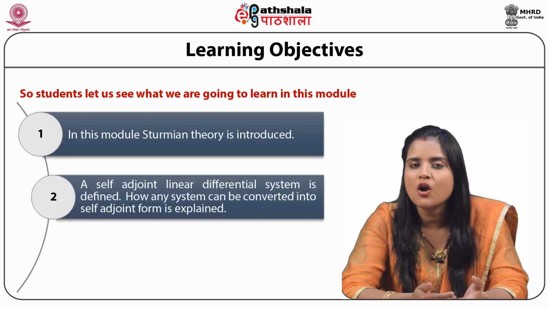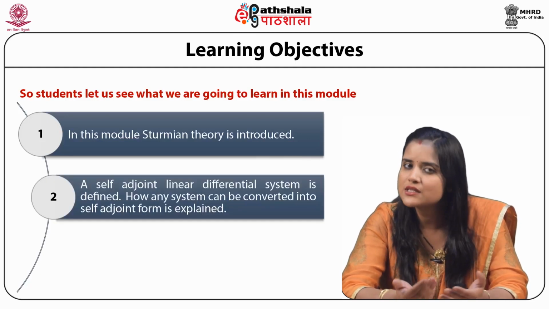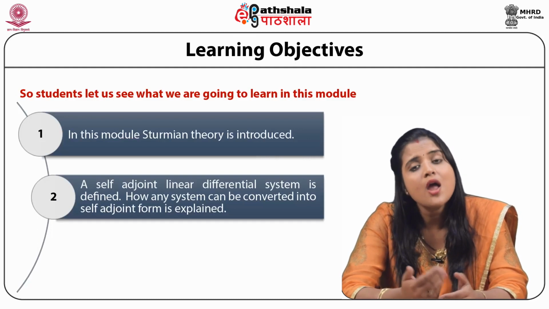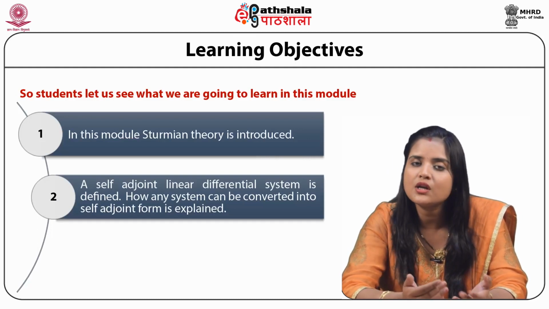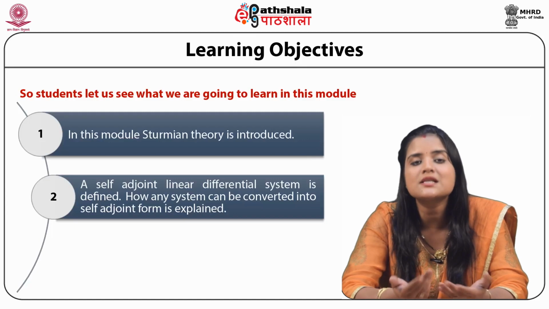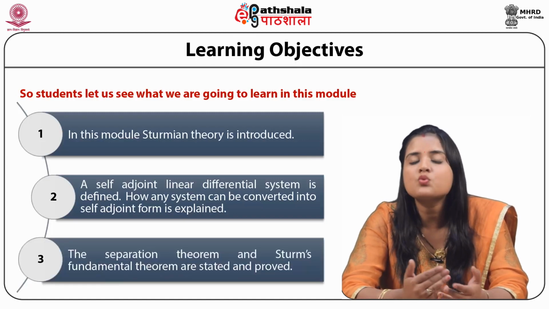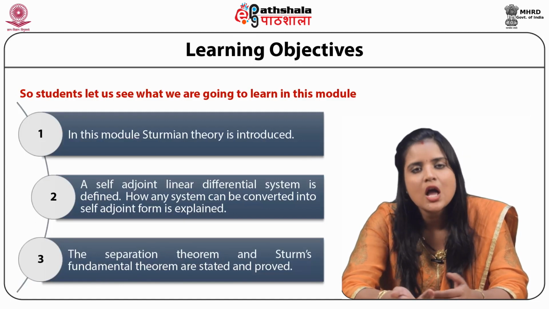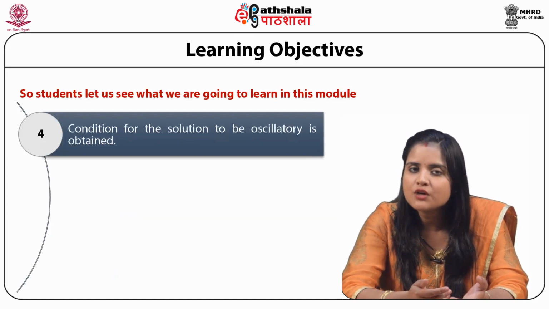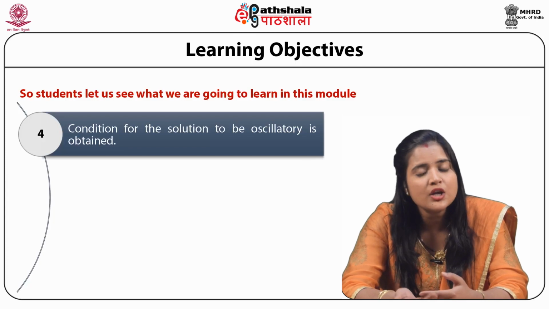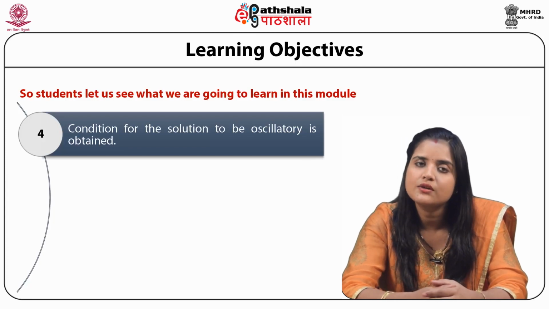A self-adjoint linear differential system is defined. How any system can be converted into self-adjoint form is explained. The separation theorem and Sturm's fundamental theorem are stated and proved. Condition for the solution to be oscillatory is also obtained.